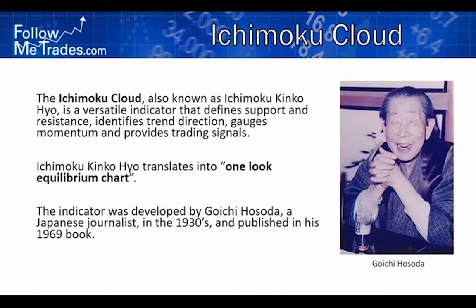This indicator was developed by Goichi Hosada, a Japanese journalist. He started working on it back in the 1930s, and he spent like 30, 40 years studying it and perfecting it, and he finally published it in a book in 1969. You've got a picture there of Goichi with his glass of beer, and it's probably Kirin Ichiban beer. Ichi means number one in Japanese, and Ichimoku Cloud is one look.